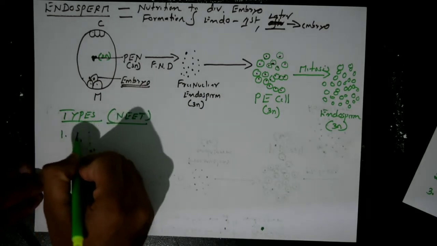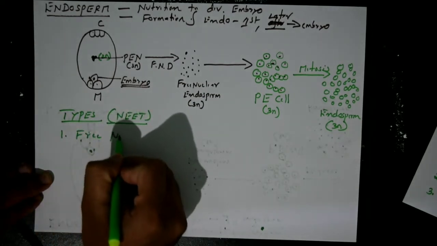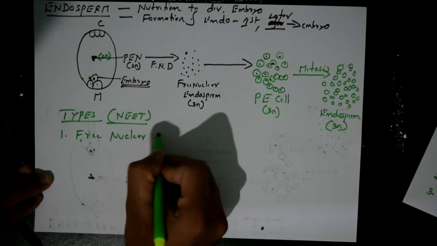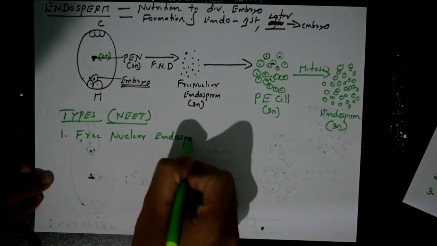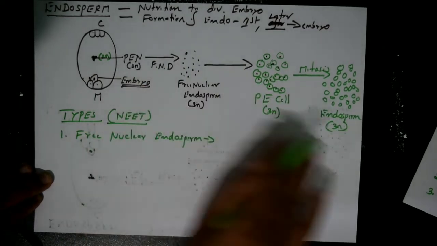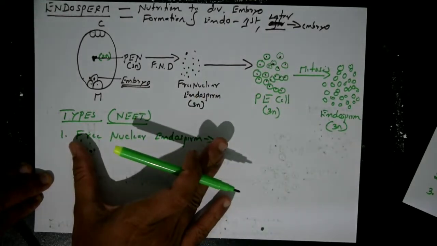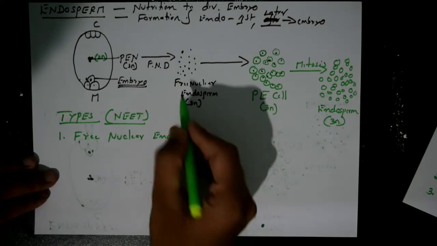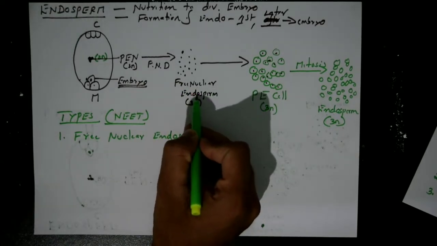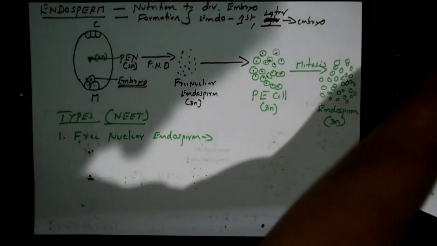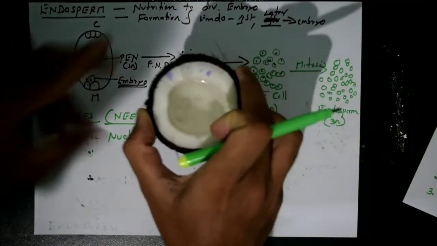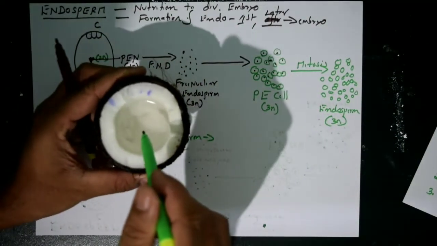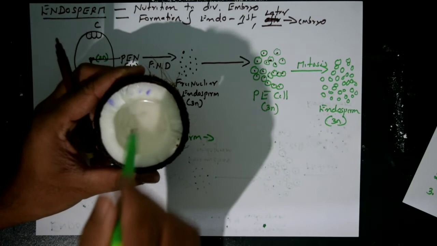There are three types. The first type is free nuclear endosperm. Simple. I will not explain this. Whatever I have explained here is the free nuclear endosperm. You may get a question like, give one example for free nuclear endosperm. I'm talking about this now. Free nuclear endosperm. Simple. See here, I have got a coconut, and you could see the water. What you see is the free nuclear endosperm.